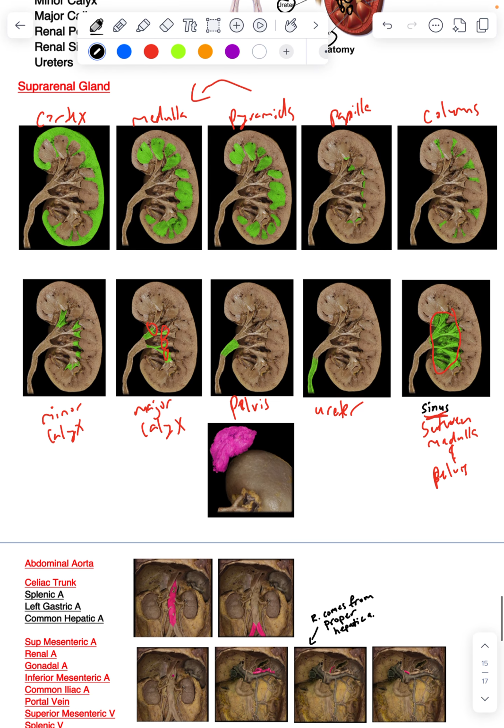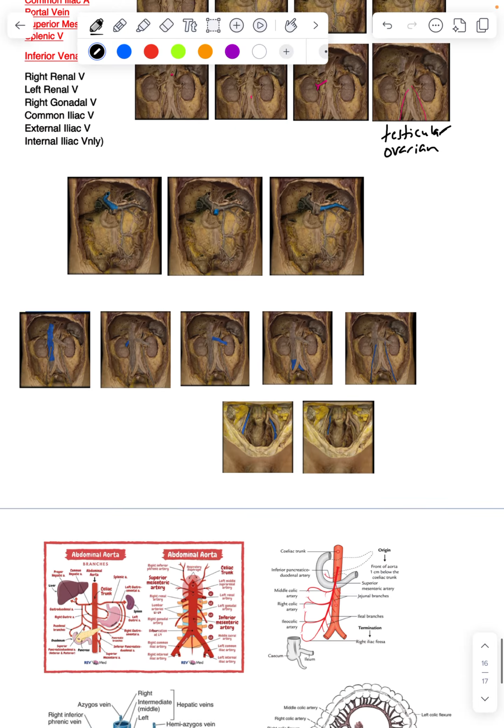And then anytime, if there's something on top of the kidney and they pin it, it's going to be your supra. So above renal, above your kidney gland. This is also called adrenal gland. So anything they pin, this was the only picture I could find on the thing, but anything above your kidney is going to be your suprarenal gland.